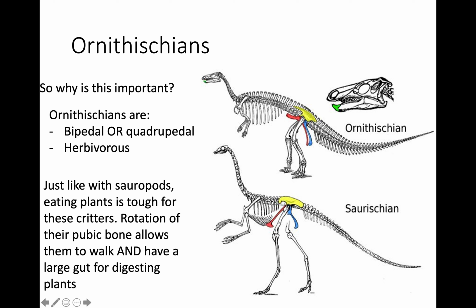So what we do is if we rotate this pubis bone backwards, note here, remember it's rotated backwards, we're actually making space for a little bit extra intestinal room. It allows them to have a large gut for digesting plants, but also allowing them to take an upright stance. So having that backwards turned pubis is really important for allowing them to eat plants.